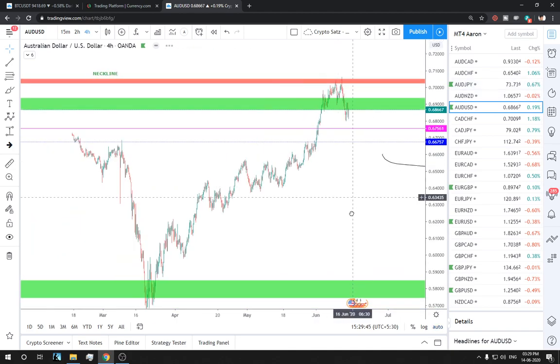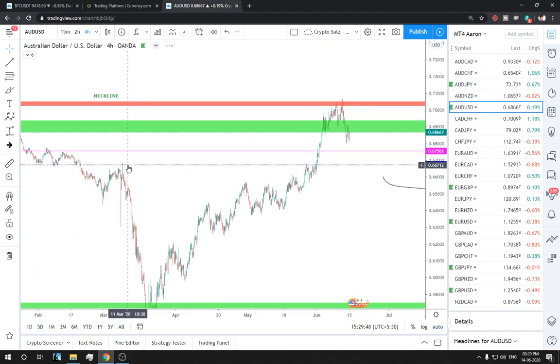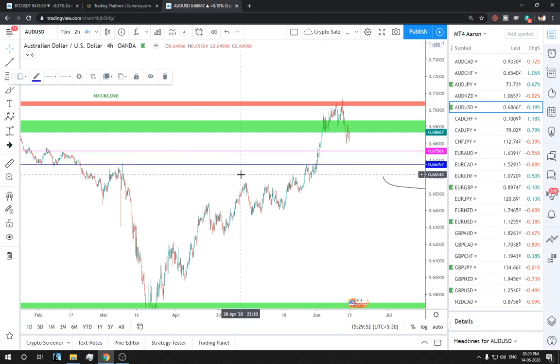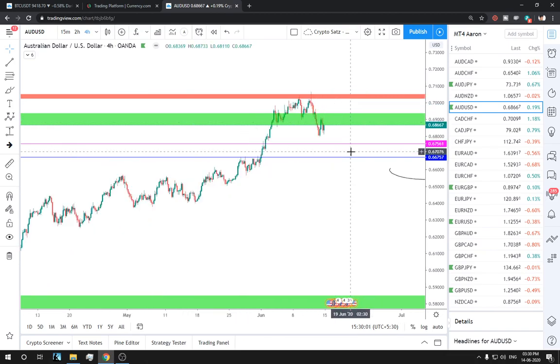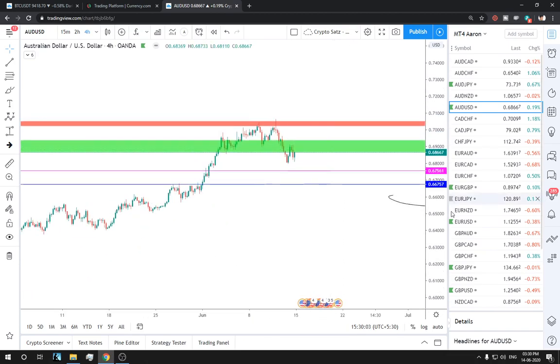So as I said, this blue line is a nice support. I'll just make it thicker. So this blue line is nice support for the head and shoulders pattern, but I'm looking for a bounce on this level. So let's see.